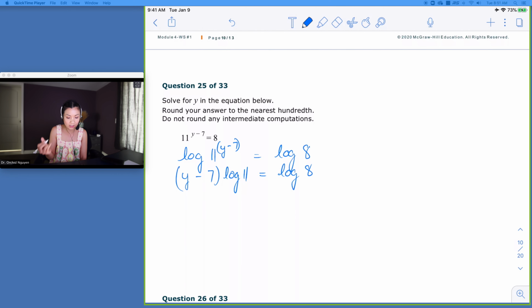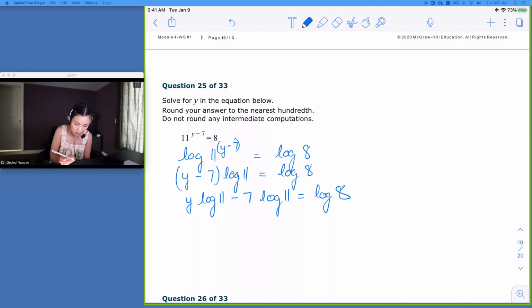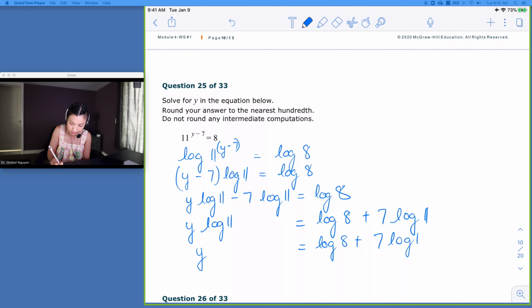So treat log 11 like a number. I'm just going to distribute. And then I'm just going to isolate it. So I have log 8 plus 7 log 11. So y is going to be log 8 plus 7 log 11 divided by log 11. And of course, you can use a calculator for that.